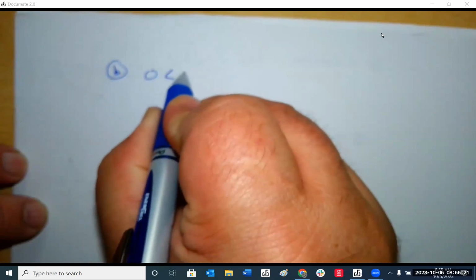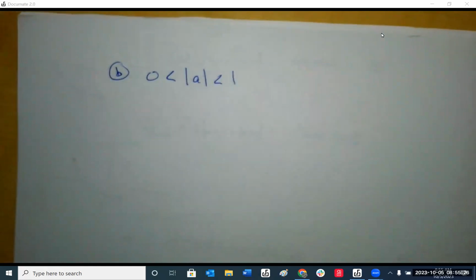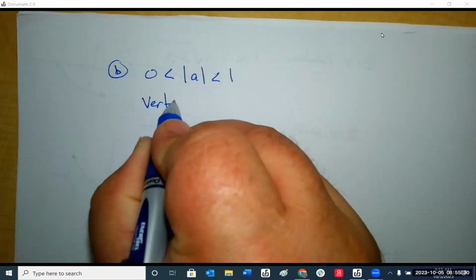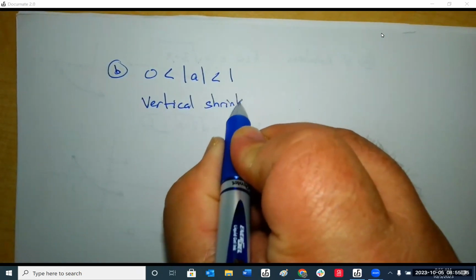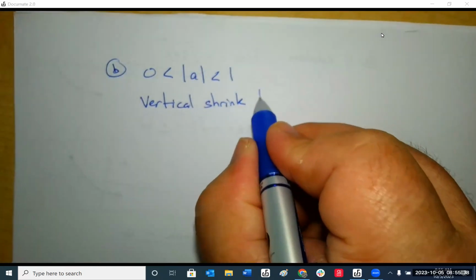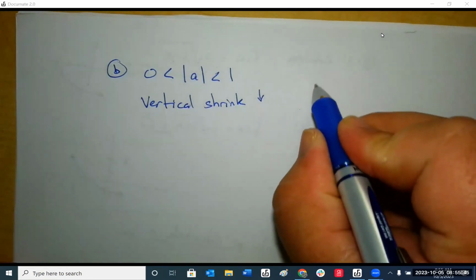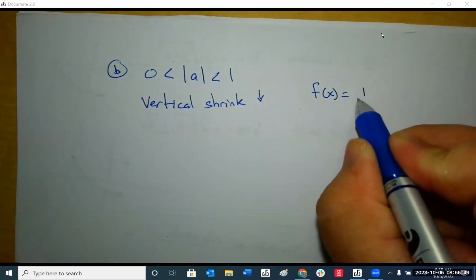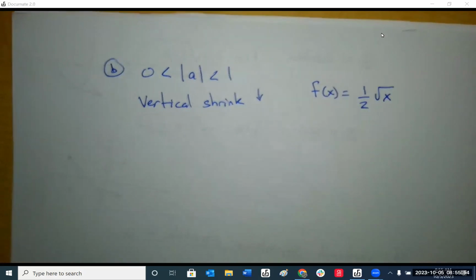If a is a fraction, then it's a vertical shrink. I push the graph down. We'll stay with that graph.